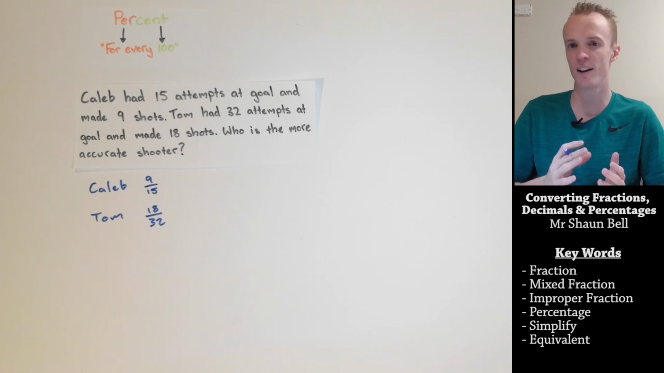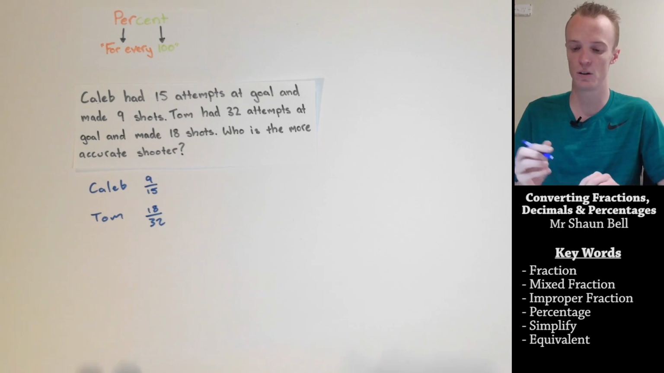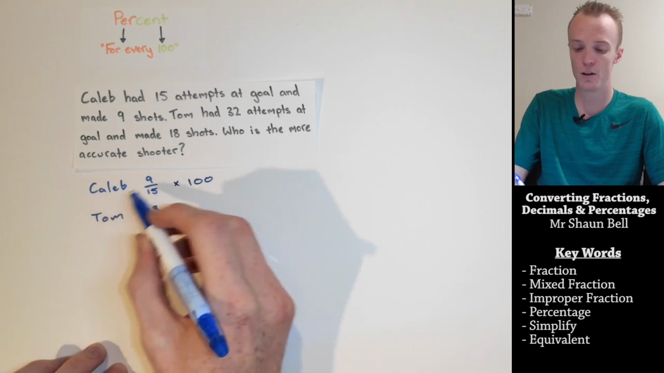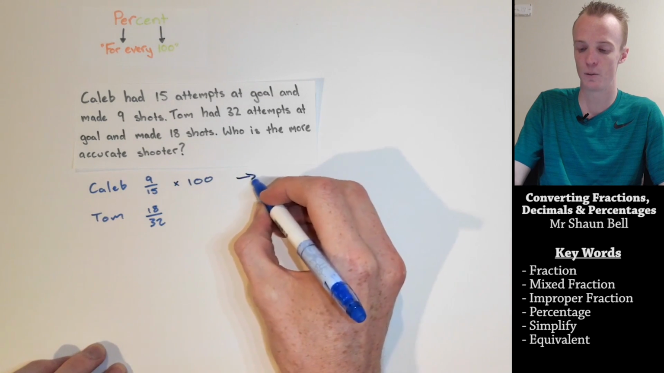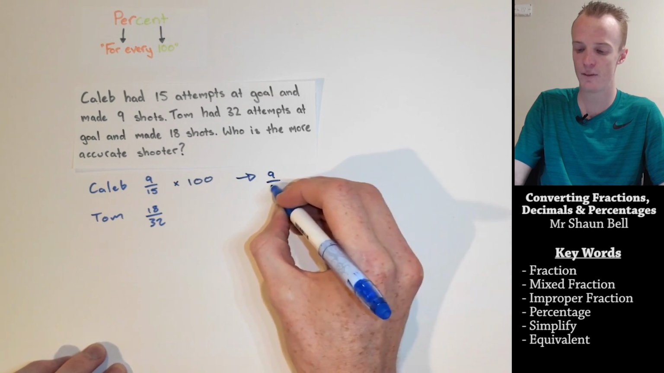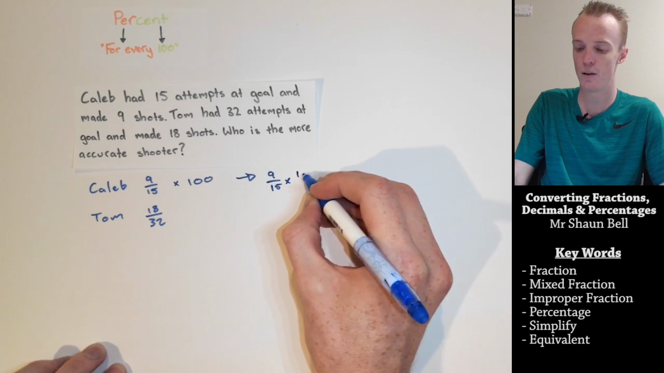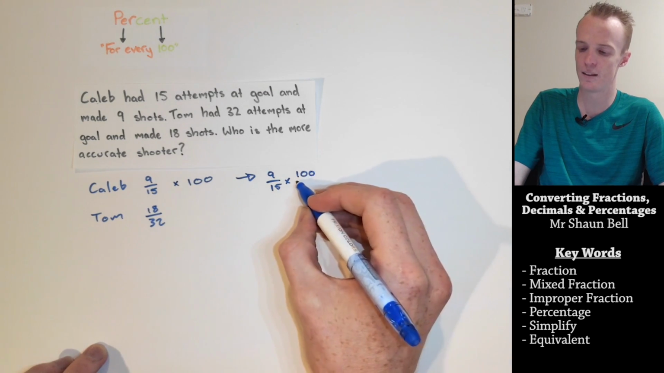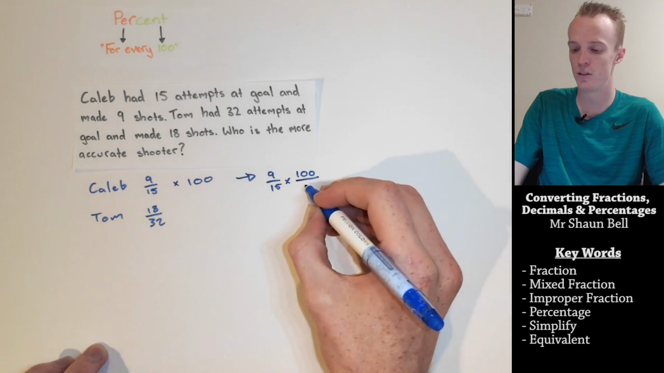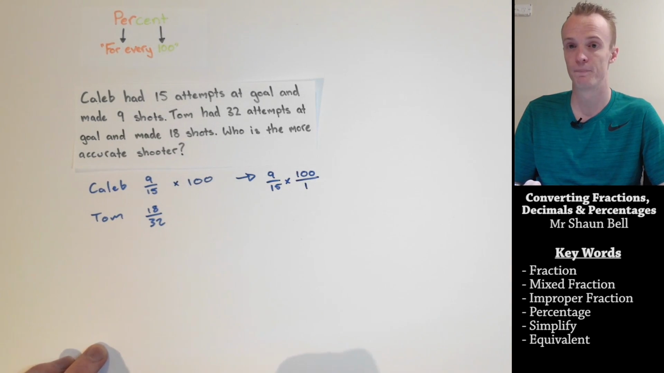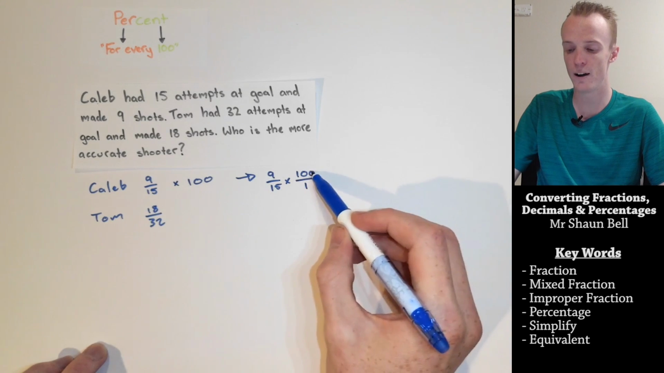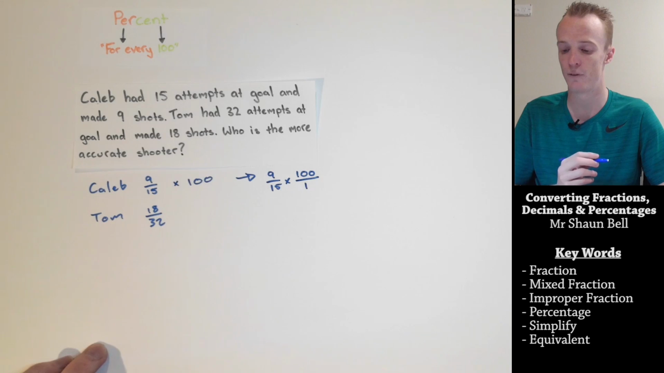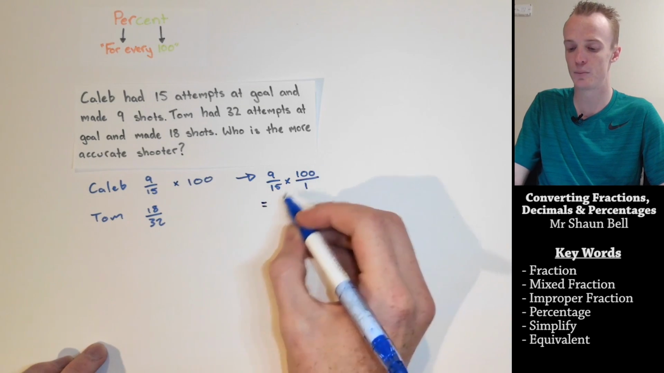Now to convert a fraction to a percentage, what we need to do is multiply that fraction by 100. So with Caleb here, we're actually saying that we're going to have 9 out of 15 times by 100. Now, when I'm multiplying a fraction, I need to represent this 100 as a fraction, which is going to be 100 over 1. Now immediately notice that the numerator here of 100 and the denominator here of 15 can both be divided by 5. So I'm going to cancel these ones down.